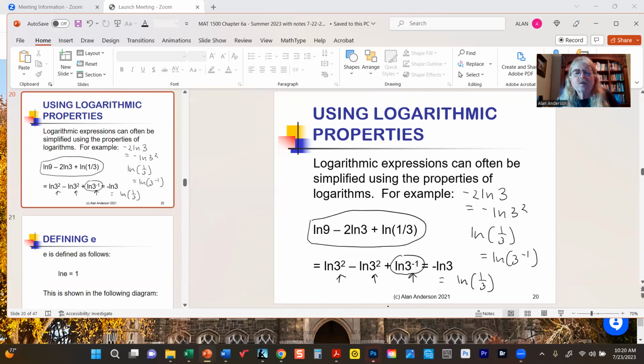But the strategy here was to take terms that don't appear to have anything to do with each other and rearrange them by taking advantage of our logarithmic properties. And so all of a sudden it becomes clear that these two actually cancel each other out. So we're just left with this term.